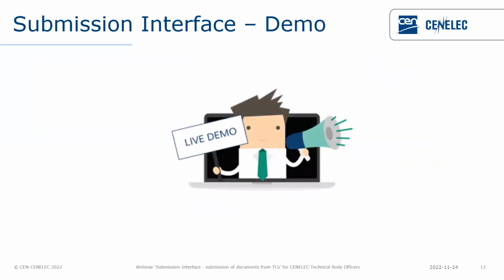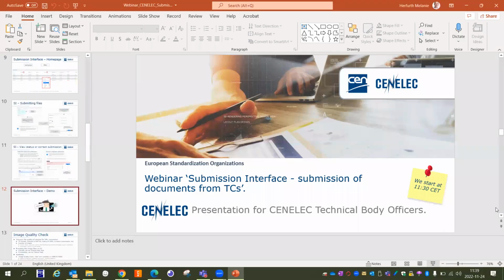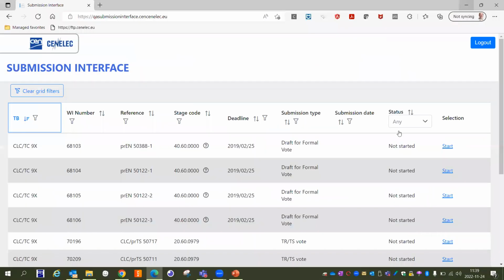So we will go now to the actual application. So I'm going to leave the PowerPoint presentation. And here you can see on my screen. So this is how submission interface is presented to you as a technical committee. You can have one or several, if you have several technical committees. So when you connect, everything is mixed up together, which is why you have different filters that you can use to sort out your dashboard and to work in a more efficient way.